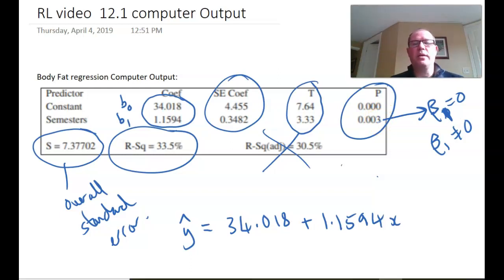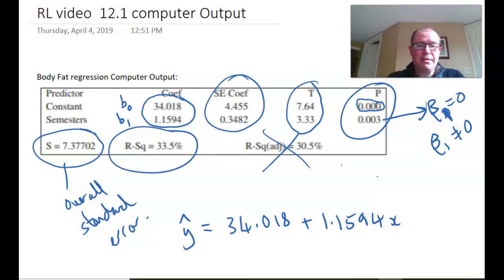and actually we do have a slope here. So what we're saying here is that for one increase in a semester, the fitted y value would increase by 1.1594. Also, we can see that we do have a non-zero y-intercept as well, because we rejected the null hypothesis for that. So that's how to interpret all those numbers there.